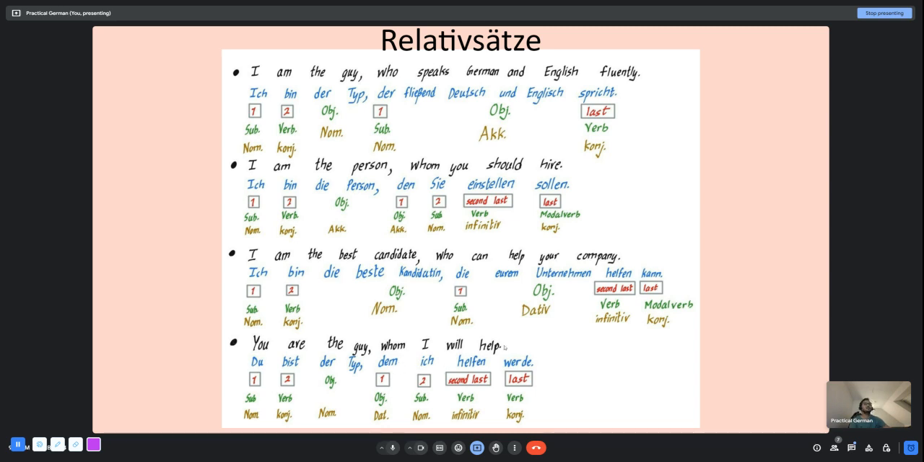When you use helfen, the object will always be dative. So if I have to say I help you, I will say "ich helfe dir" and not "dich". Okay, okay. That's why it's dative. That's a dative verb. Okay. More questions?